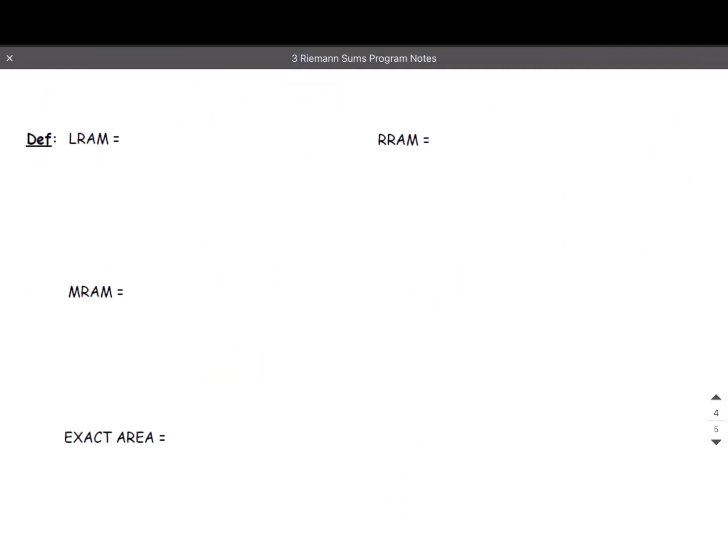Now the LRAM, I want to think about the LRAM. The LRAM is the sum of all our areas, right? We take our base delta x times the function value at each of the x values, where the x values are the left bounds. So we would have to use k from 0 to n minus 1, because n would be the right endpoint, and we don't use the right endpoint in a left rectangular approximation, okay? And the summation tells us add up all those areas.